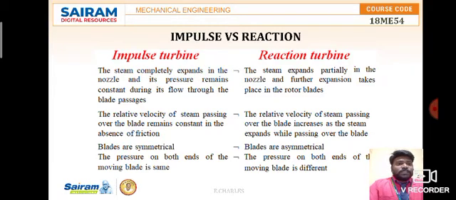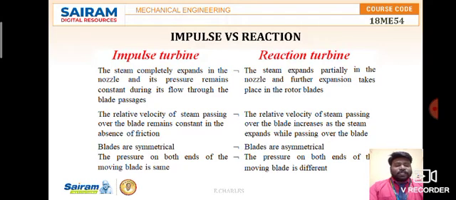And this is the difference between impulse and reaction. The first one is that the steam completely expands in the nozzle and its pressure remains constant during its flow through the blade passages. In the impulse turbine, as I have already informed, the main difference is that the steam comes and hits the turbine blades in a tangential direction. But in the case of the reaction turbine, the steam comes and hits in a radial direction. That means this turbine acts on the principle of reaction, and that's why it is called a reaction turbine.